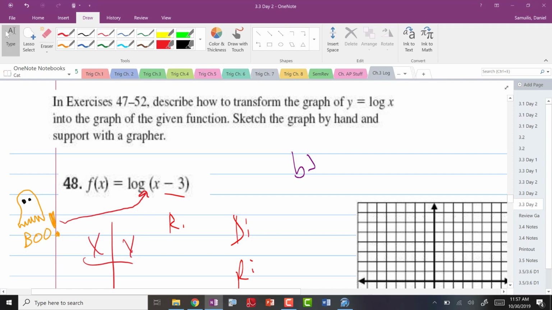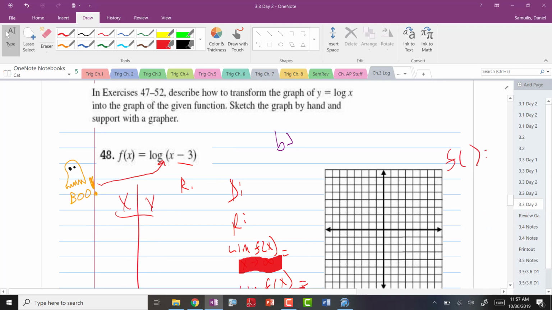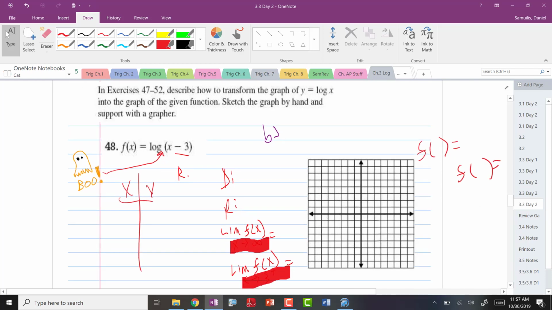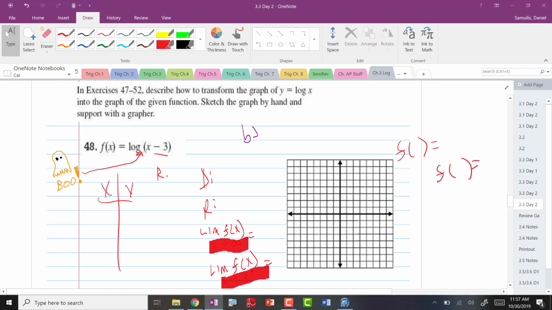Log base 10 of x minus 3. What can we expect with the minus 3 in this case? What can we expect? Right 3. What should I plug in my chart? You know, and you could do this mentally. What should I plug in first for x?